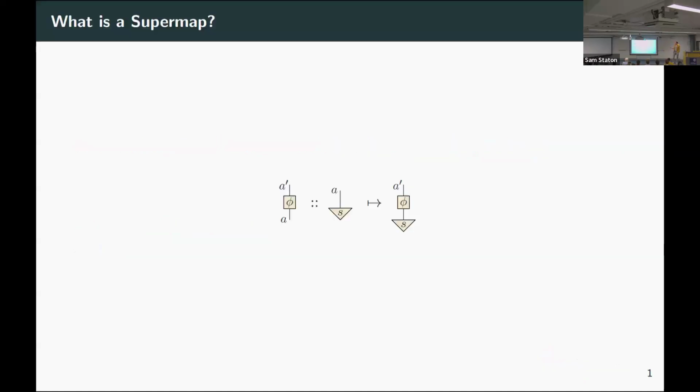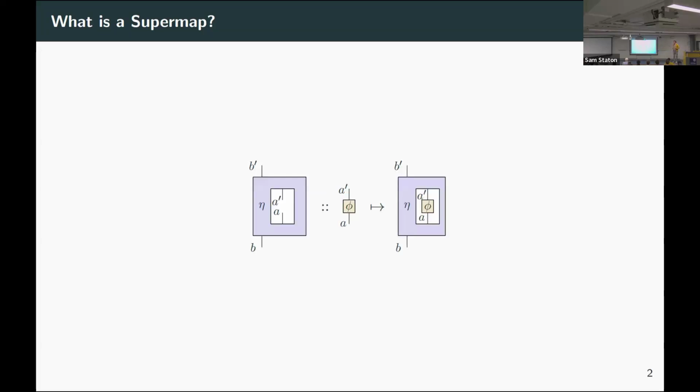So let me start by saying, what do I mean when I say a supermap? Usually in quantum theory and in physics more generally, we're thinking about processes and systems that are evolved by these processes through time. So I might have some system A, and evolve this by this process phi to give me A prime. This takes some state of system A and returns some state of this new system A prime. And there's been a lot of work recently in the quantum foundations literature about trying to take this to the next level, to the higher level. So what do I mean by this?